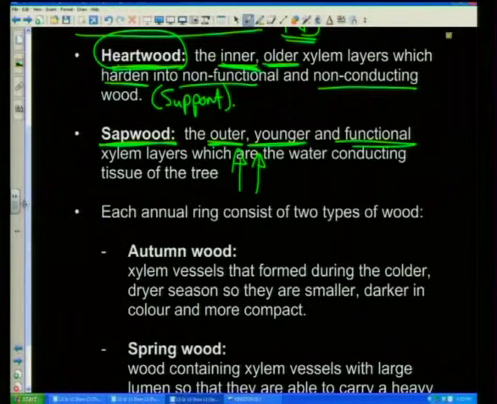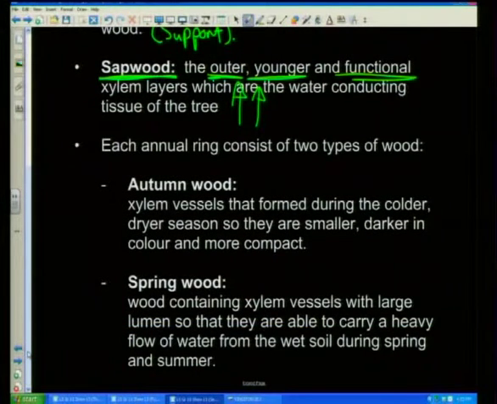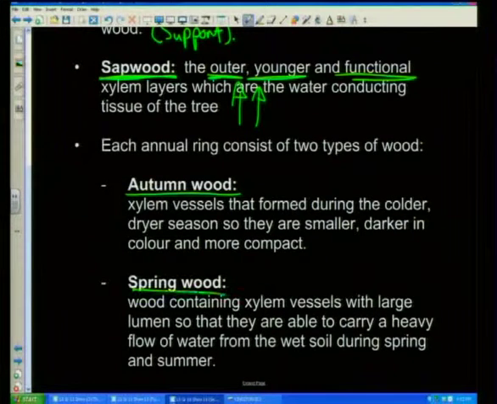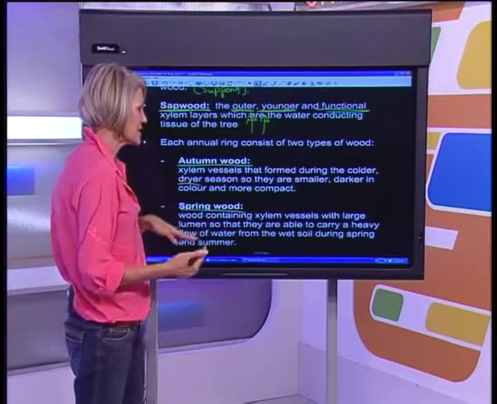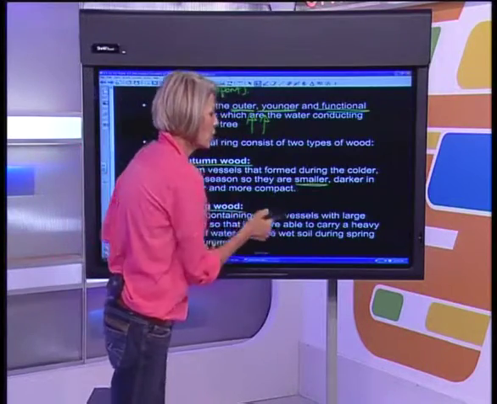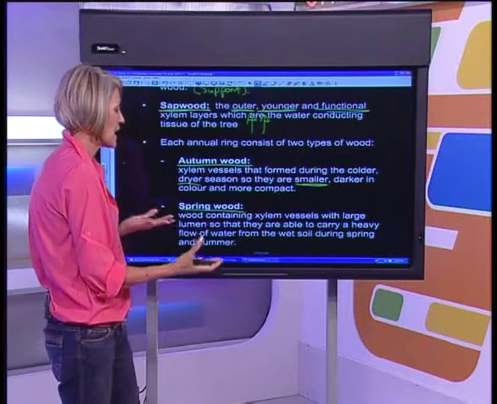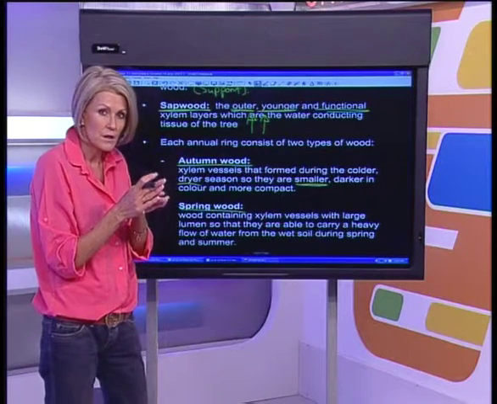Okay? And then your annual rings. Here we have autumn wood and we have spring wood. Okay? Now your autumn wood is the xylem vessels. It's your drier seasons. And we're assuming here that the rainy season is during summer. All right? So it's during the drier seasons, and what? They're going to be smaller, they're going to be darker in color, and they're going to be more compact.